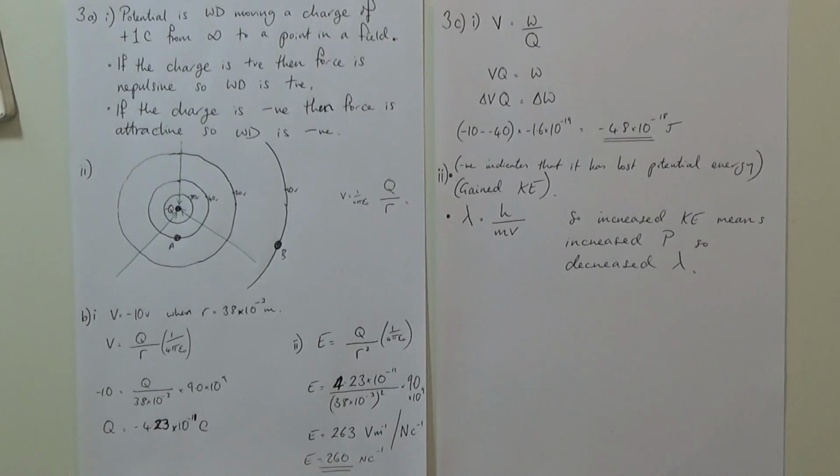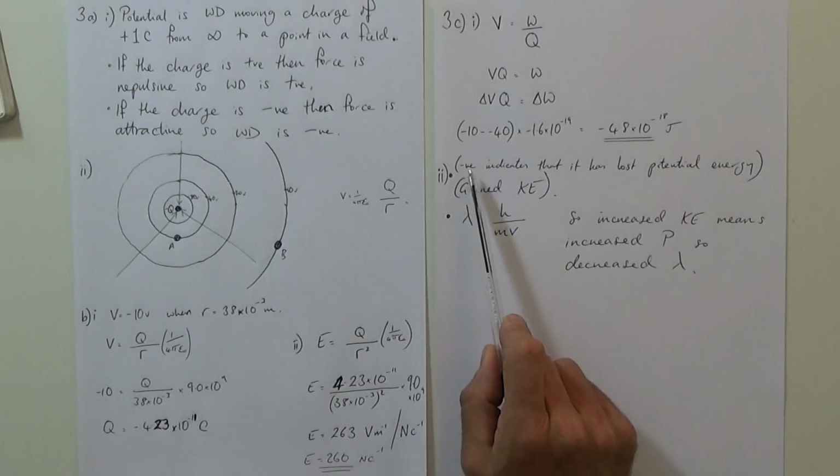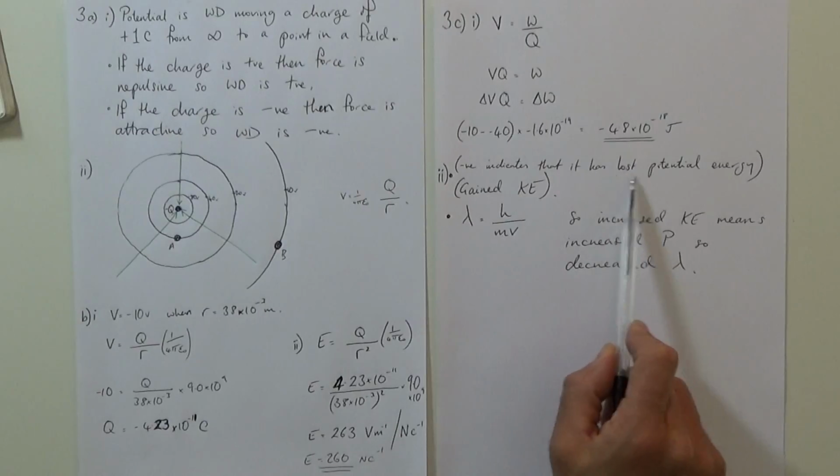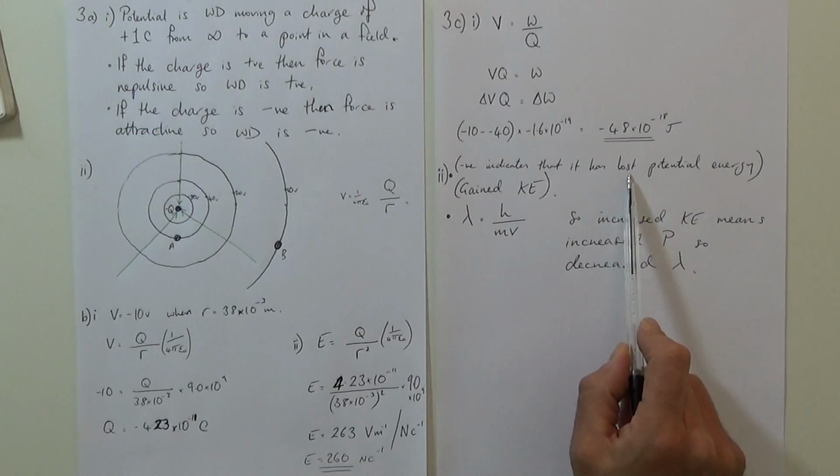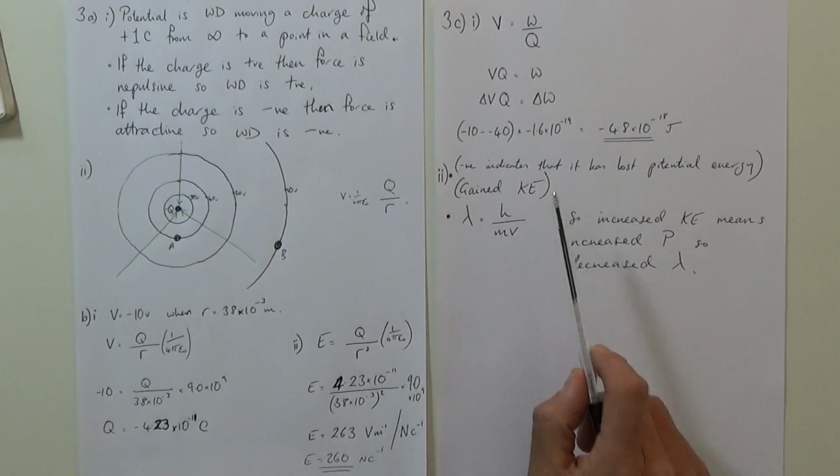Now that tells us the answer to the second part of this question, 3C part 2: state and explain why the kinetic energy of the electron increases. Because it's negative, it means that it's lost potential energy. If it's lost potential energy, it must have gained kinetic energy.